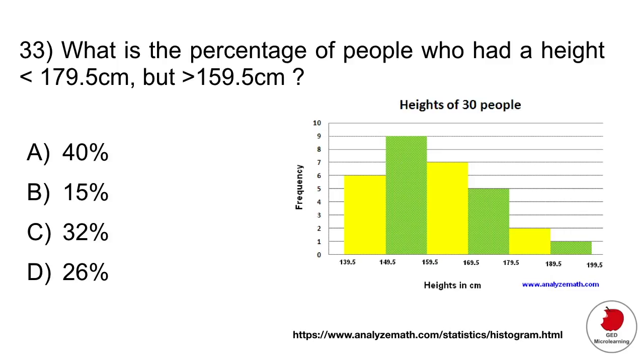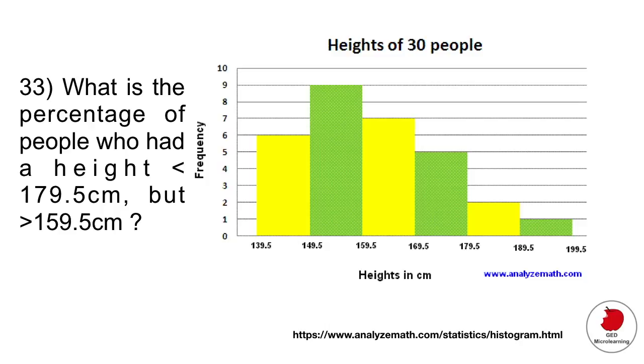All right, so the next question is a little bit more complex because there's 2 parts of it. So it says, what is the percentage of people who had a height of less than 179.5 but more than 159.5? All right, so if we look at the graph again, we're only going to be focused on these folks, okay? So these 2 bars.